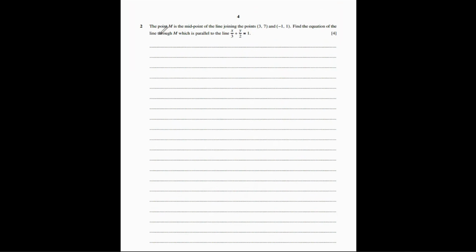So let's first find the coordinates of point M, which is the midpoint of these two. So that's going to be (3 minus 1)/2 and (7 plus 1)/2. That's going to be 2 divided by 2, which is 1, and 7 plus 1, which is 8, divided by 2, and that's 4. We have to find the equation of the line through M, which is parallel to the line x/3 + y/2 = 1.